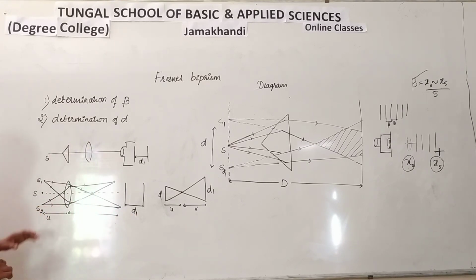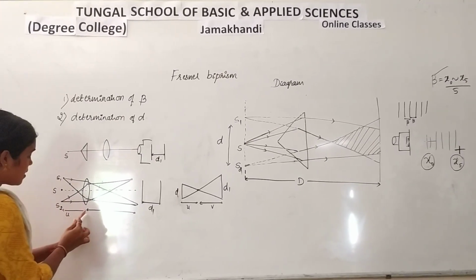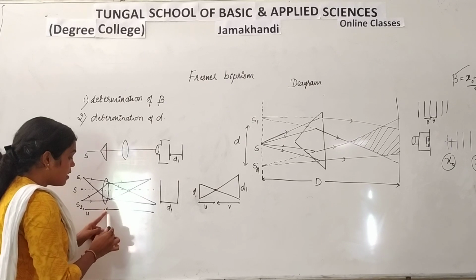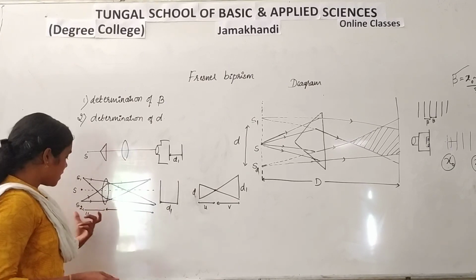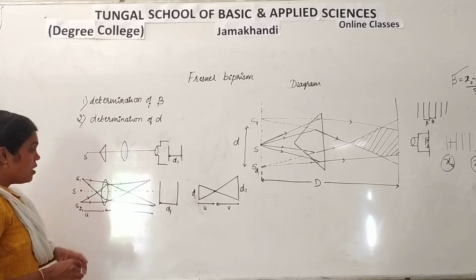So now see, the distance between the slit and the convex lens, if you call this U, and the distance between the convex lens and the eyepiece, which acts as the screen, if you call this V, this is the object distance and this is the image distance, right?